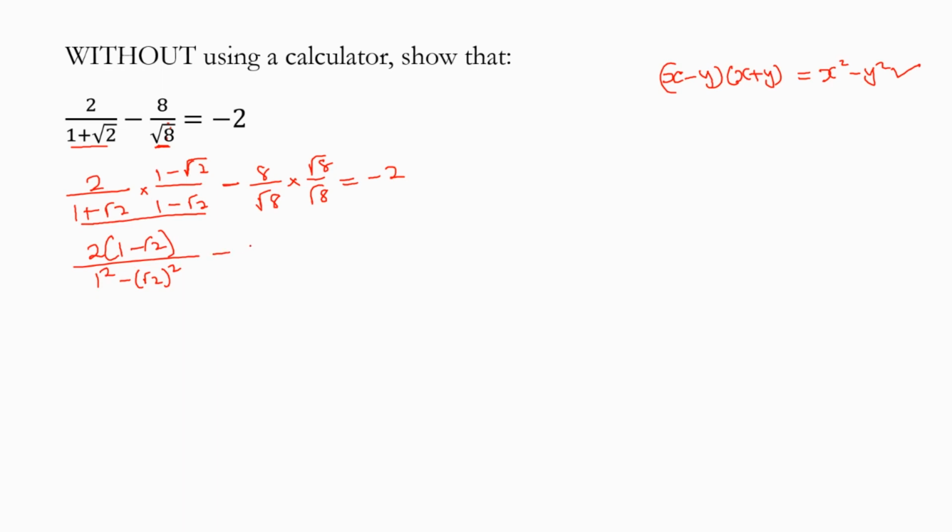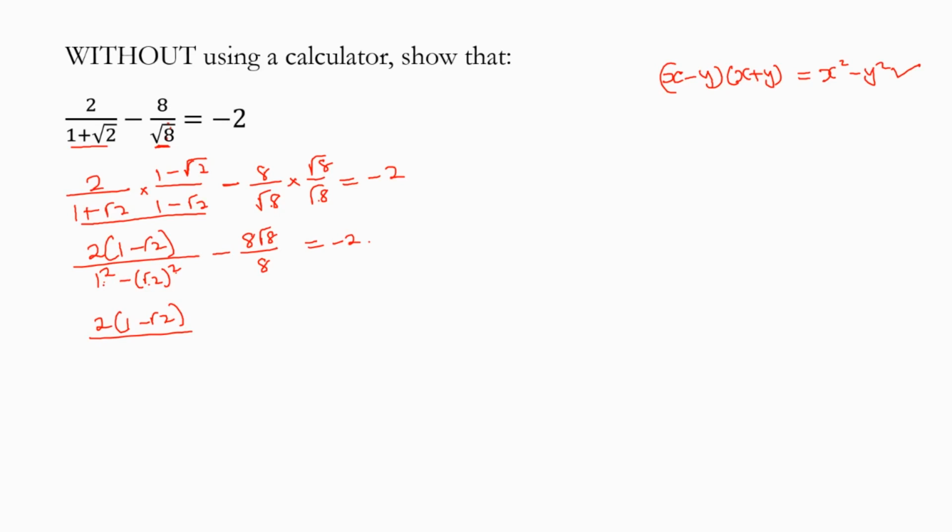And then minus 8 times square root of 8, we just write 8 times square root of 8. Then square root of 8 times square root of 8 is 8, is equal to negative 2. And then let's simplify this denominator. It's going to be 2 minus 2 times 1 minus square root of 2. And then square root of 2 squared is 2. And then 1 squared is 1.